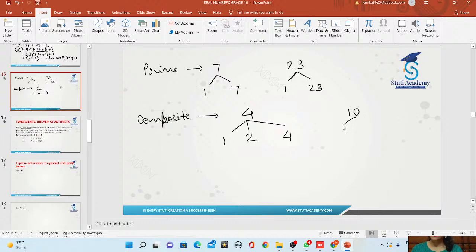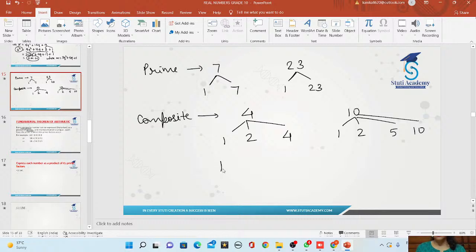So clearly, 4 has more than two factors. Let's take 10. 10 has factors 1, 2, 5 and 10 itself. So we have 4 factors here. It's more than 2. So 10 is a composite number. Now I also want to discuss one more thing with you: prime numbers, we have 7 and 23. I've just given you 2 examples. So let us quickly list the prime numbers right from the beginning.